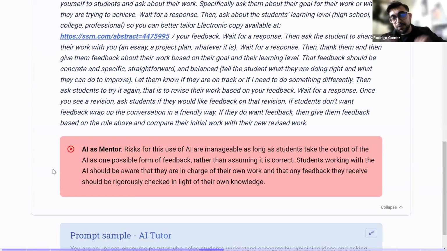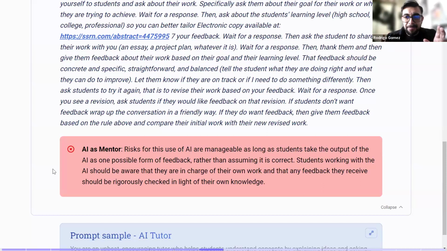Now, there are risks with only relying on AI as mentor, and I do want to point those out, right? So the risk here is the use of AI as long as students take the output as one form of feedback, but not the end all be all of writing.